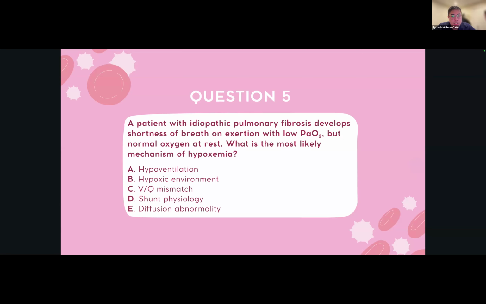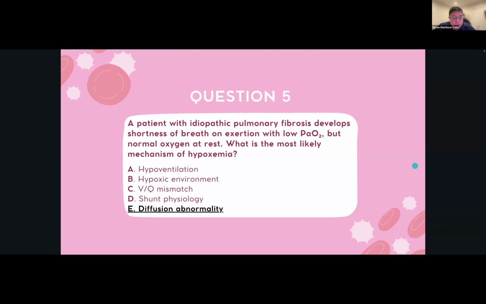For the fifth question, we have a patient with idiopathic pulmonary fibrosis that develops shortness of breath on exertion with low PaO2, but normal oxygen at rest. What is the most likely mechanism of hypoxemia here? Yeah, so for this one, it is a diffusion abnormality, since in patients with IPF, fibrosis in the alveolar walls causes thickening, thus causing a decreased diffusion of O2 from the alveoli to the capillaries, resulting in a decreased PaO2.